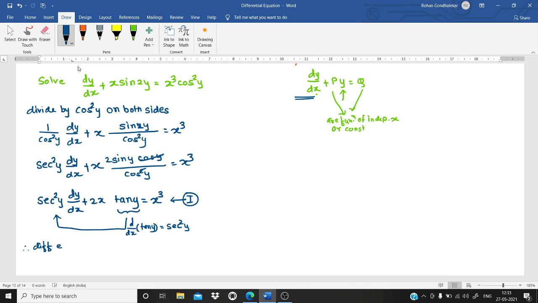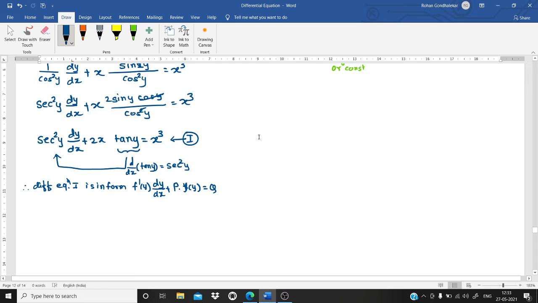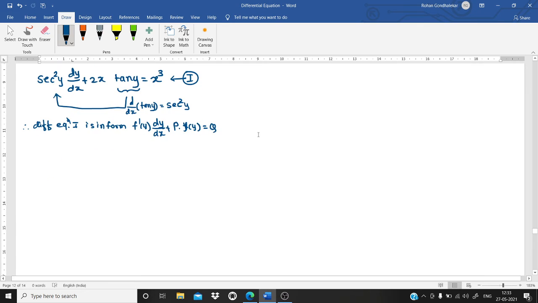Differential equation 1 is in the form f dash of y into dy by dx plus p into f of y is equal to q. Whenever your differential equation is in this form, what we do? We make a substitution.